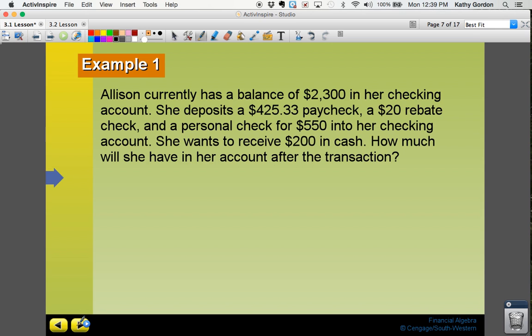How much is it? $3,095.33. Everybody agree with that? That's what she should end up with?